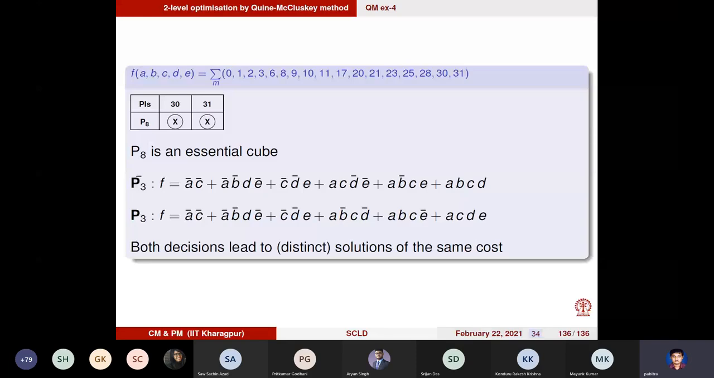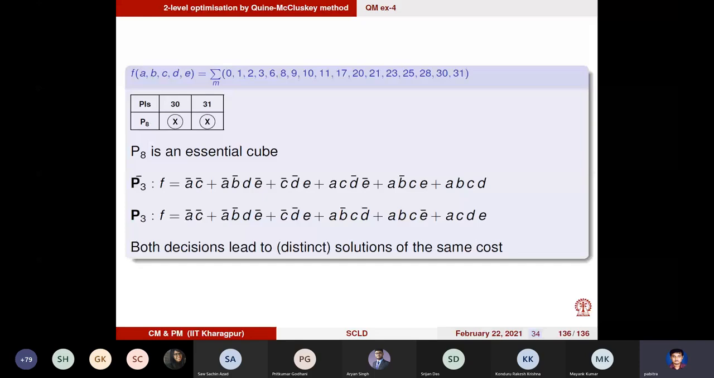So in general, you can do an exhaustive search. In general, you cannot have a polynomial time algorithm because this is equivalent to the set cover problem, which is known to be an NP complete problem. But there is one property you can exploit. The property that you can exploit is if you have two prime implicants where one is a subset of the other, or it has fewer literals, then the cost is more for the second one.